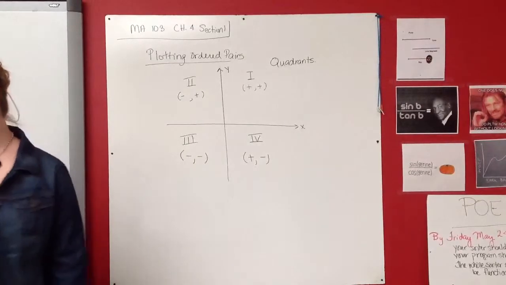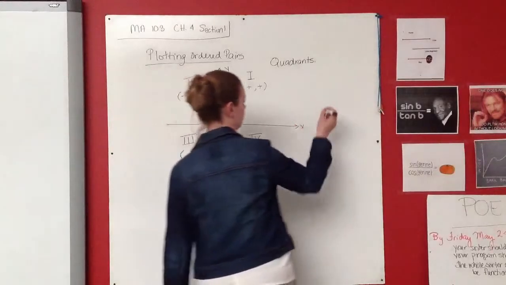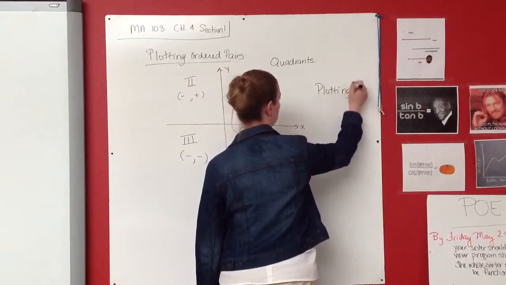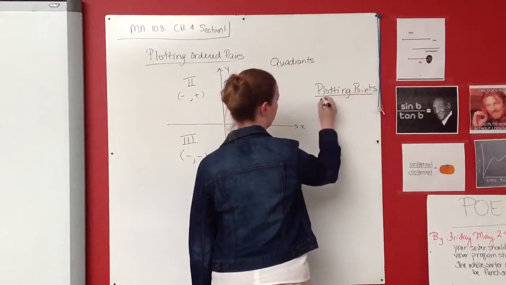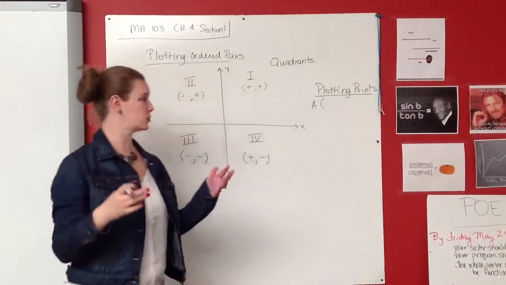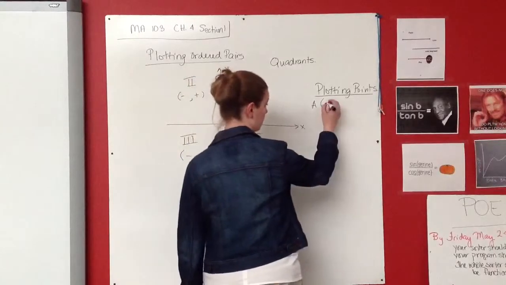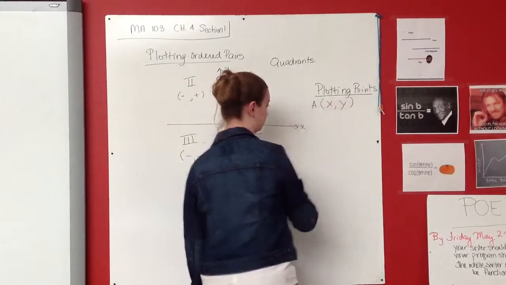Now, plotting points means that we have a point. It's usually titled A or B or C, and that's just an arbitrary letter naming the point. And then your first number is what we call the x-coordinate. Your second number is what we call the y-coordinate.